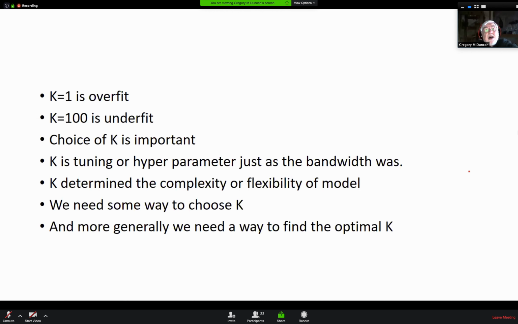Typically, what we're going to do is not use the same sample to choose K that we use to train the model. We're going to, in fact, use what we call cross-validation. We'll call it K-fold cross-validation. That K has nothing to do with this K.